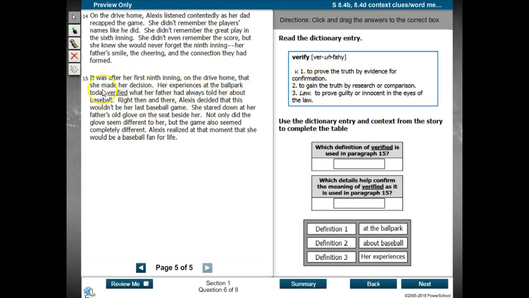On the drive home, she made her decision. Her experiences at the ballpark today verified what her father had always told her. So once you figure out the definition that's used, what are the clues that tell you that? Her ballpark, baseball, or experiences? So question number 6 has 2 parts.